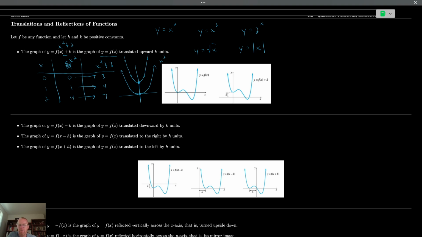And this picture here would be a different polynomial.